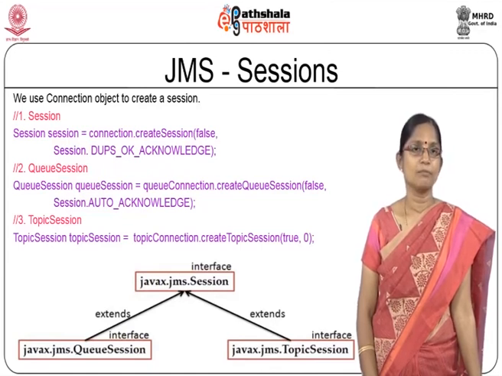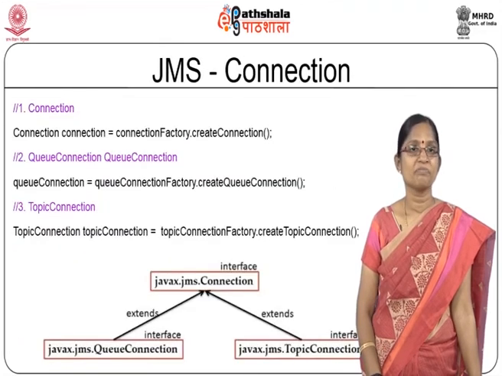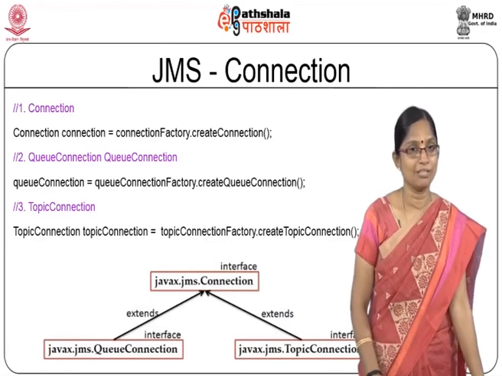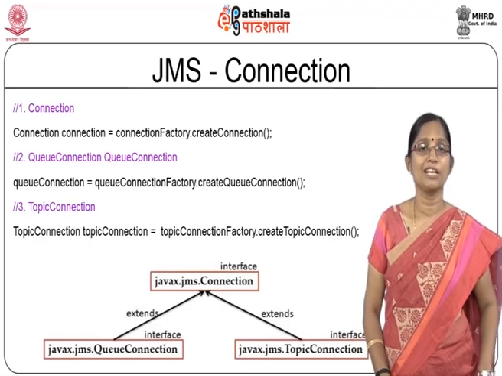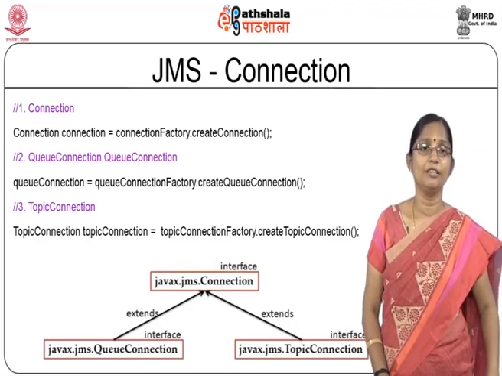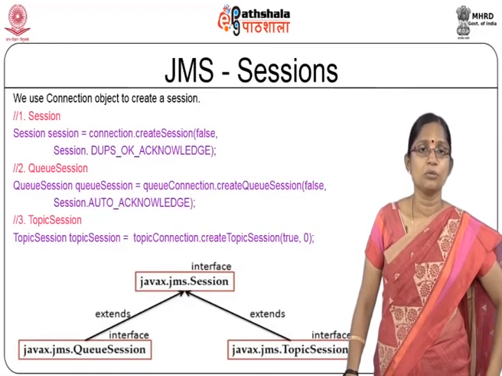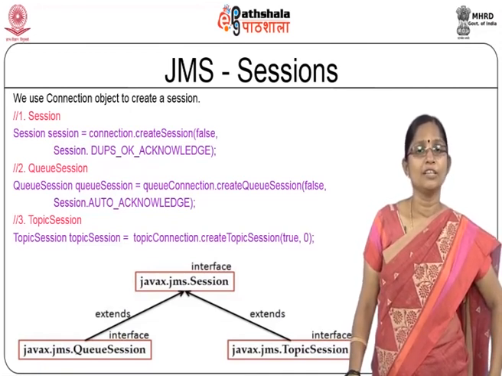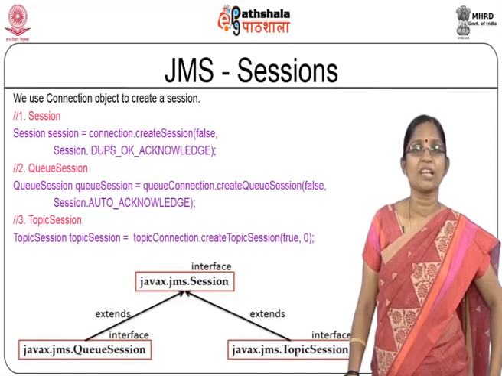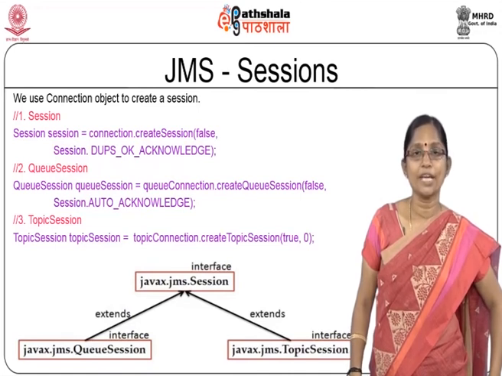Again, you can see three statements to create a session. First we used a connection factory, and using the connection factory we created the connection in the earlier statements. Once the connection has been established, you can see that the variables connection, queue connection and topic connection are available. Using these three connection variables, we are going to establish a session. So you can see queueConnection.createQueueSession, topicConnection.createTopicSession, and createSession. In the first one, createSession(false, Session.DUPS_OK_ACKNOWLEDGE).